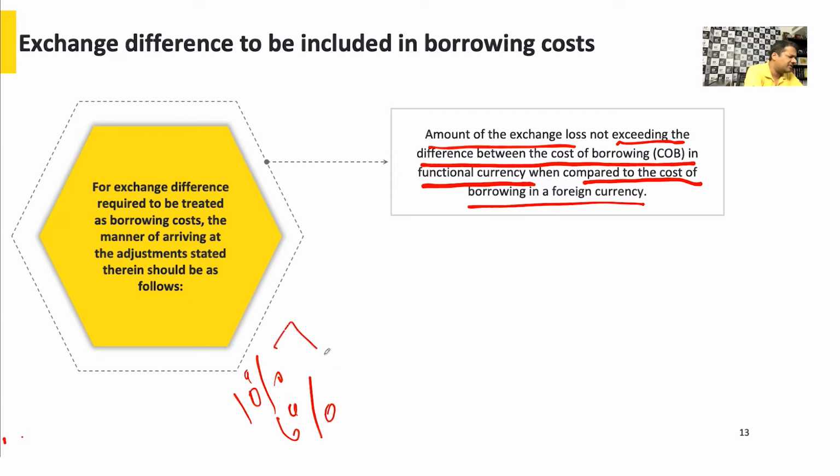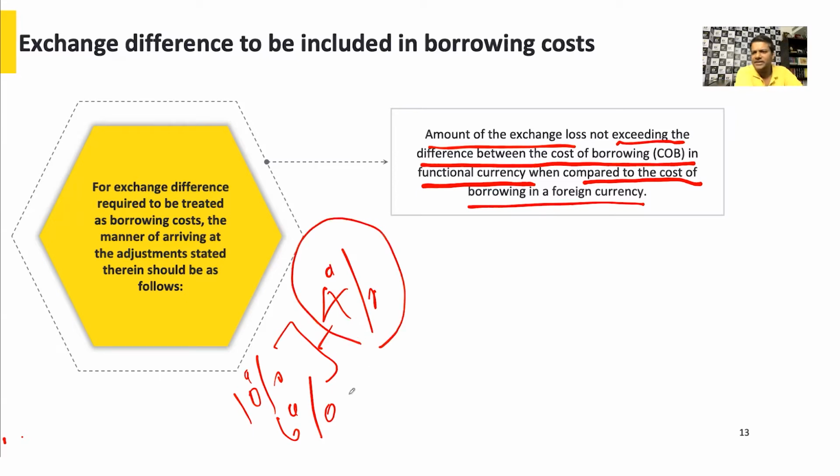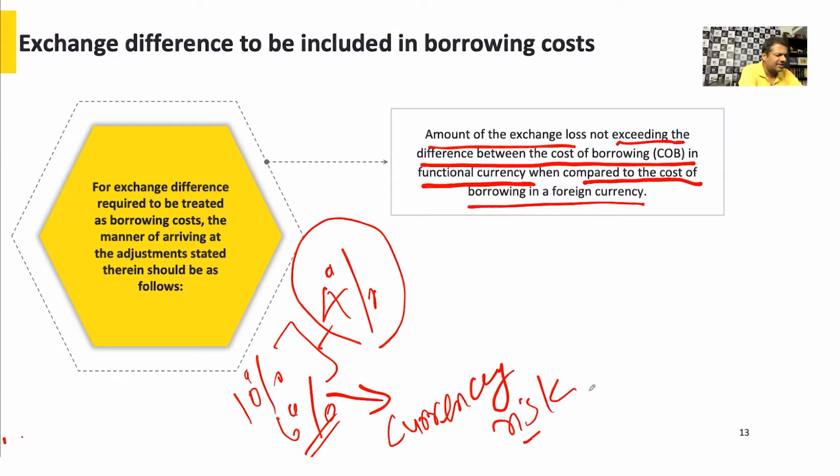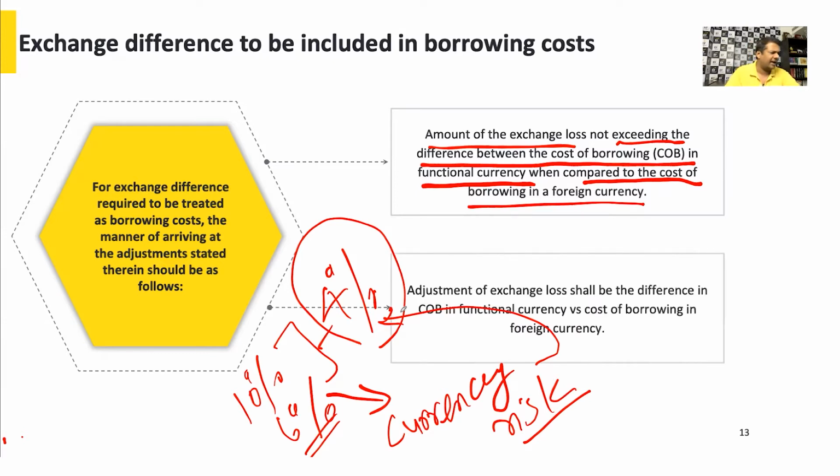Now this 4% saving which you think you have made, you are now exposed to the currency risk. In this currency risk, there is a possibility that you may lose money, you may gain money. Now if you were to lose money, your losses to the extent of this 4% is what can also be considered as borrowing cost, which is eligible for capitalization under the Ind AS 23 model. So we will try and understand this.